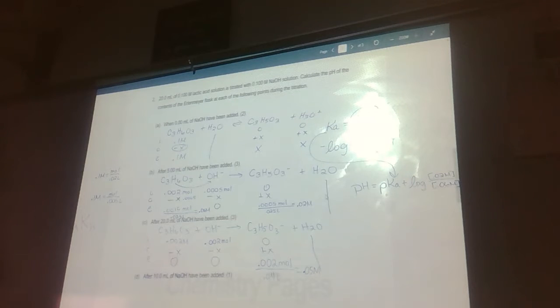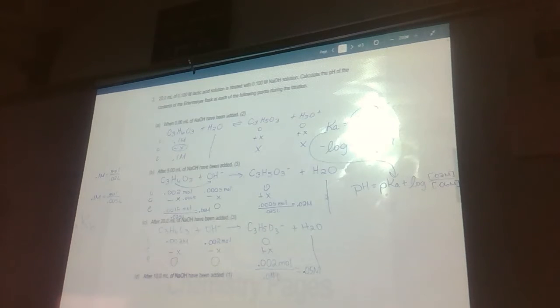Questions about this? So, use Kw and Ka to find Kb. Use Kb to find hydroxide. Use hydroxide to find pOH. Use pOH to find pH. And then cry. Or sleep, take a nap.